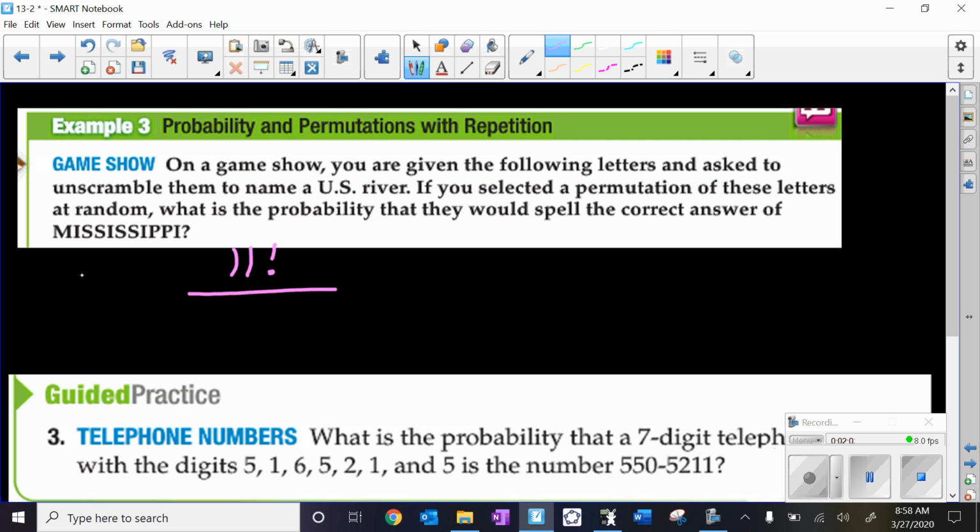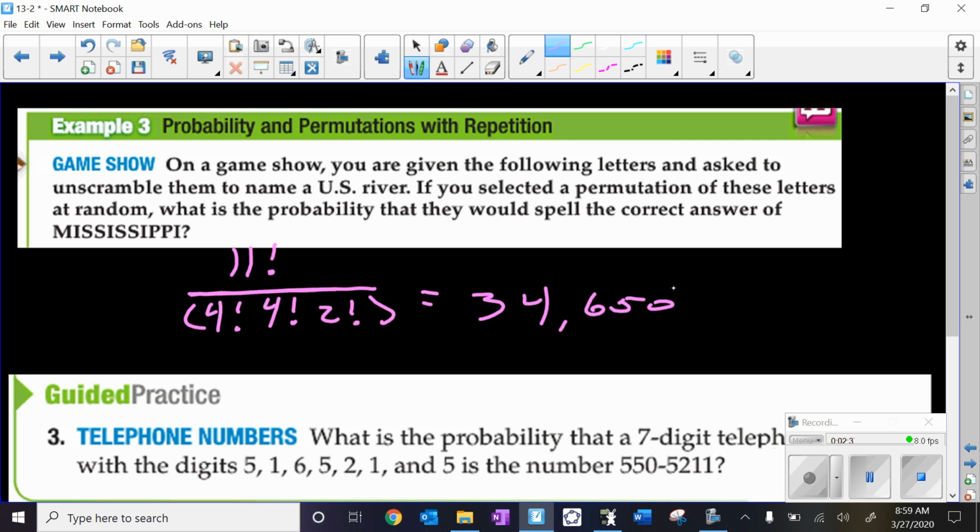Over. Now let's figure out the repetitions. I see 4 I's, so I'm going to divide out 4 factorial. There are 4 S's. And then there are 2 P's. This is what you can plug into your calculator. Make sure you use parentheses when you do this. That's going to get you 34,650 different ways to pull out these letters.